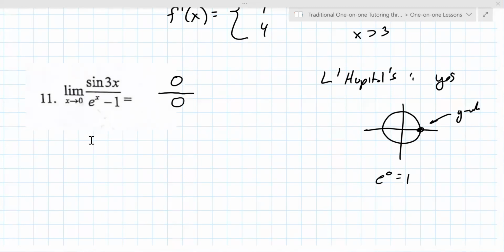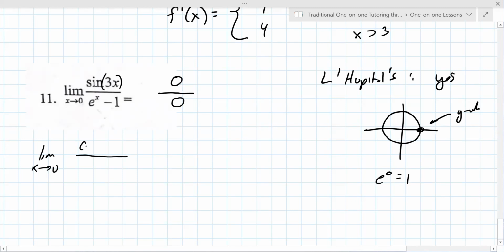You need to take the derivative of sine 3x. So it's cosine 3x times 3. And the derivative of e to the x is? E to the x. And the minus 1 goes away. And then you try this again.